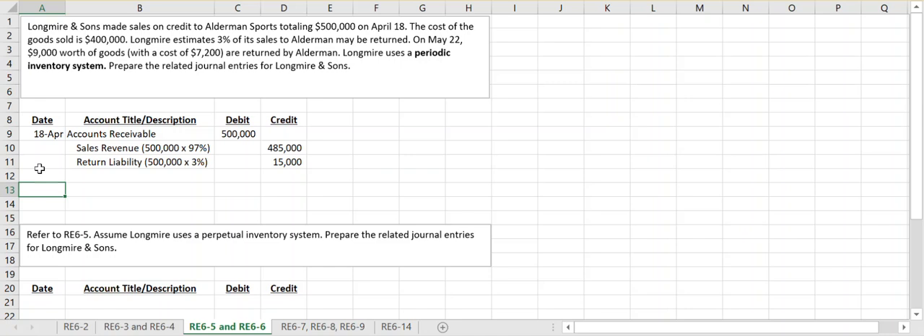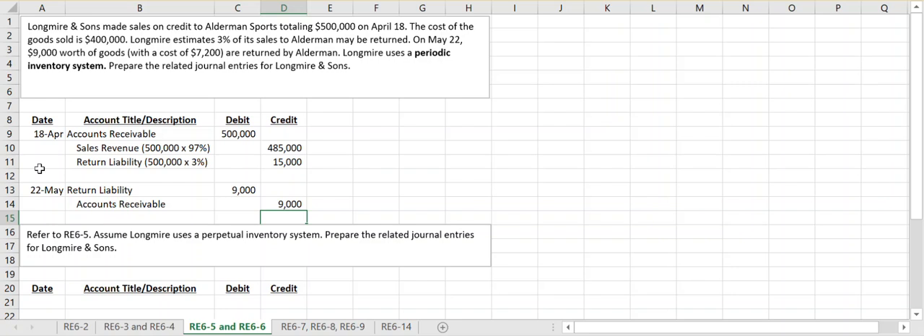So all we now need is an entry on May 22nd for when our customer actually returns something to us. So we're going to debit our return liability for that $9,000, and we're going to credit that customer's accounts receivable by the same value. So that is with our periodic method.